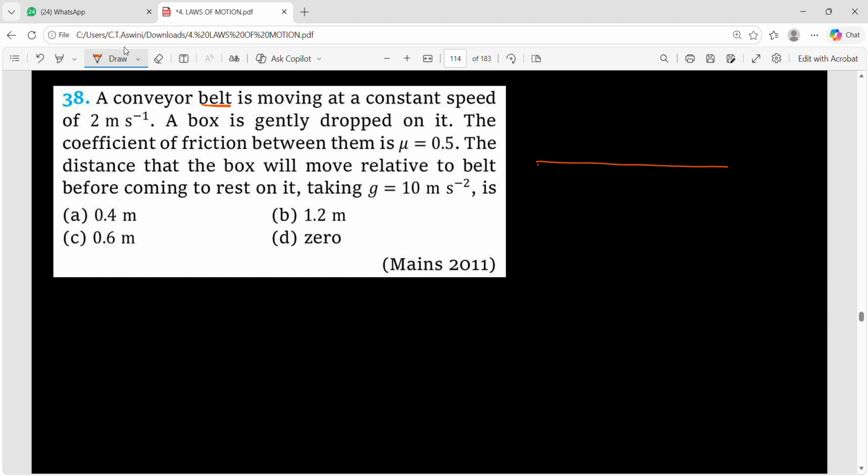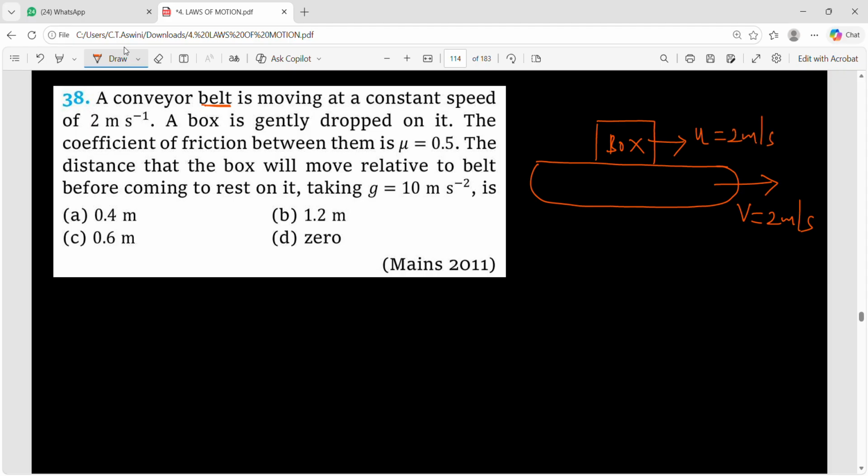Okay. Now, a conveyor belt is moving at a constant speed. Let this be the conveyor belt. It is moving forward with the speed v equals 2 meter per second. A box is gently dropped on it. So this is the box dropped on it. Then what happens to the box? Box will also move with the same speed, right? So what will be the speed of the block now? That is also 2 meter per second because it is on the belt now.